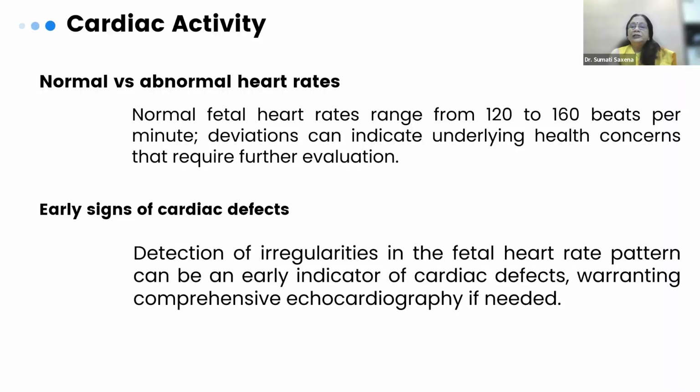And if there is any irregularity in the fetal heart rate pattern, it is also an indicator of cardiac defect, warranting comprehensive echocardiography if needed. Also, when you are doing the 11 to 13 weeks plus 6 days scan, that is the NT scan, and you find out that there is some type of trisomy because of some features, then by adding the cardiac activity, you can differentiate between the different types of trisomy.